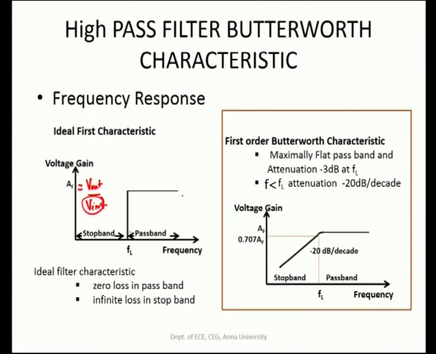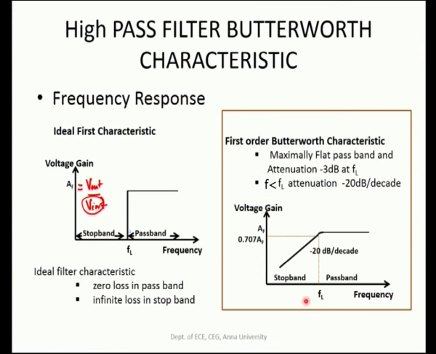Since this filter is not practically realizable, it is closely approximated by the Butterworth characteristic. This Butterworth characteristic has a maximally flat pass band, and since it is first order, the attenuation at the frequency FL is minus 3 dB. This FL frequency is termed the cutoff frequency or 3 dB frequency, and for frequencies less than FL, the roll off rate is minus 20 dB per decade.